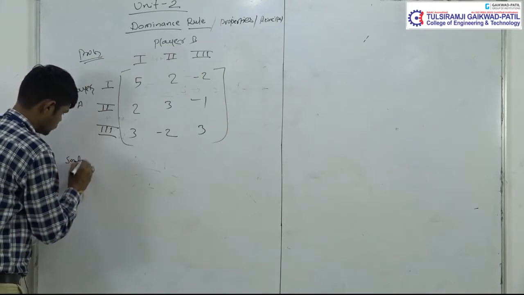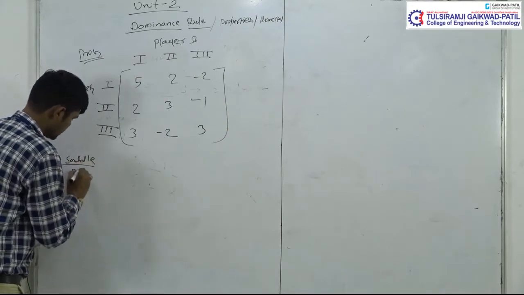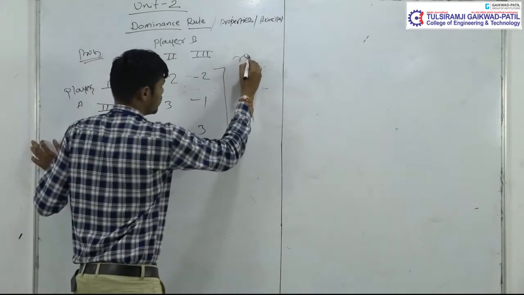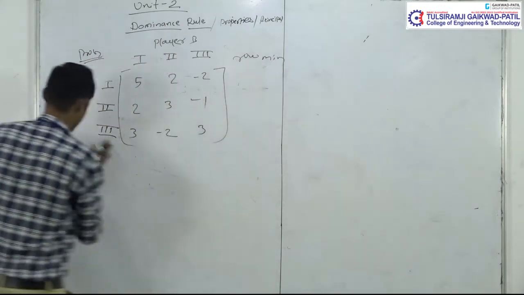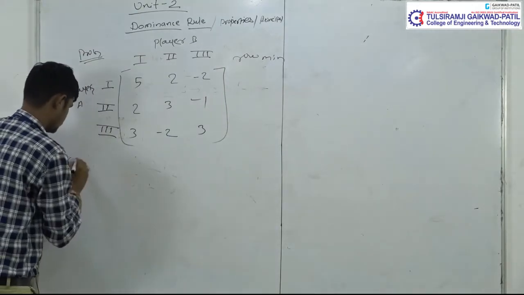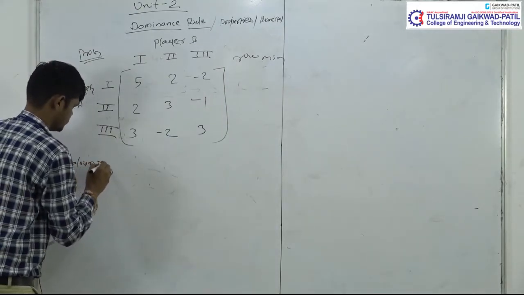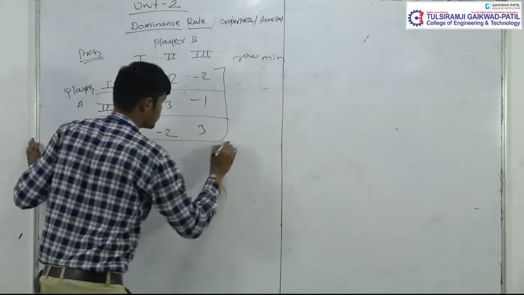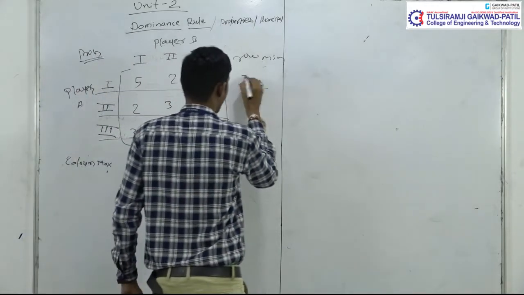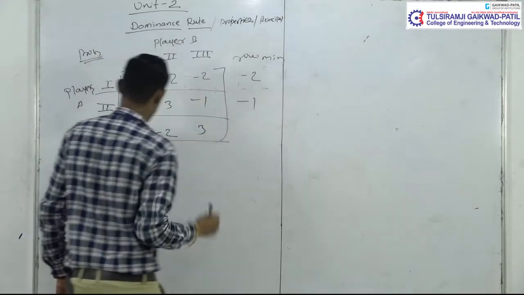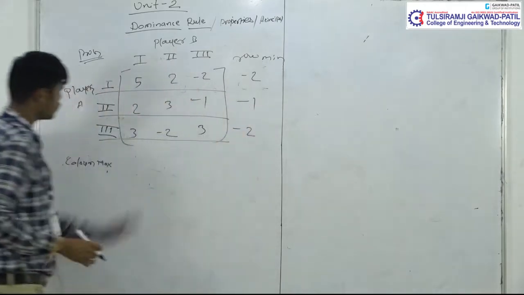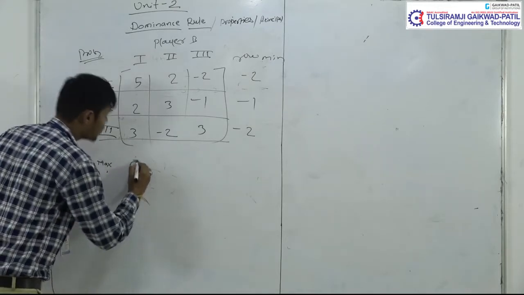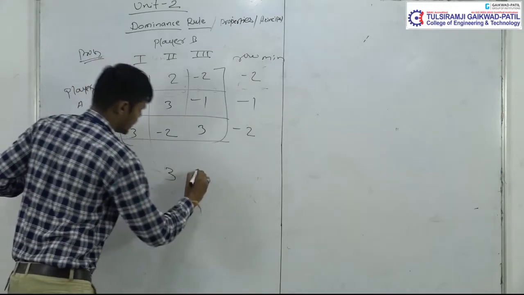Saddle point. What do you mean by saddle point? Saddle point is the row minimum and column maximum. Given a row, choose the minimum value. The minimum value is minus 2, minimum value is minus 1 and minimum value is minus 2. Then column wise choose the maximum value. The maximum value is 5, maximum value is 3 and maximum value is 3.